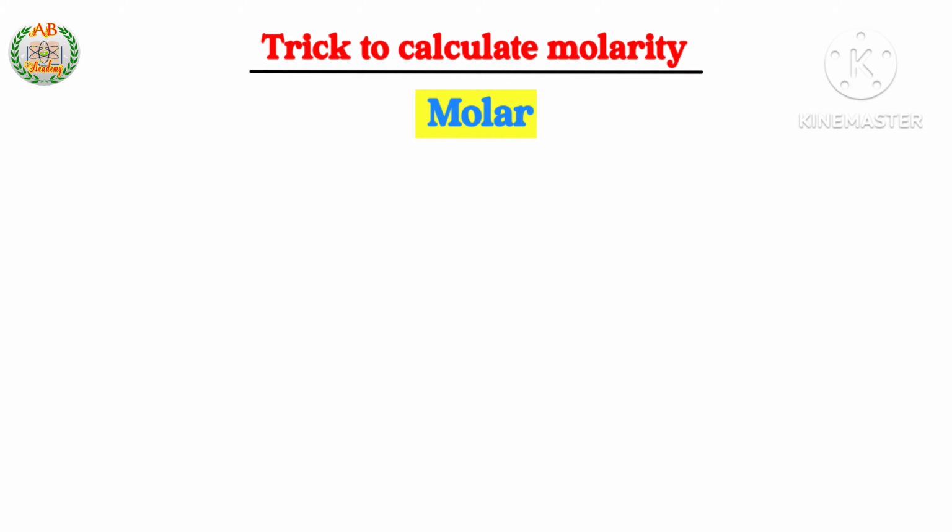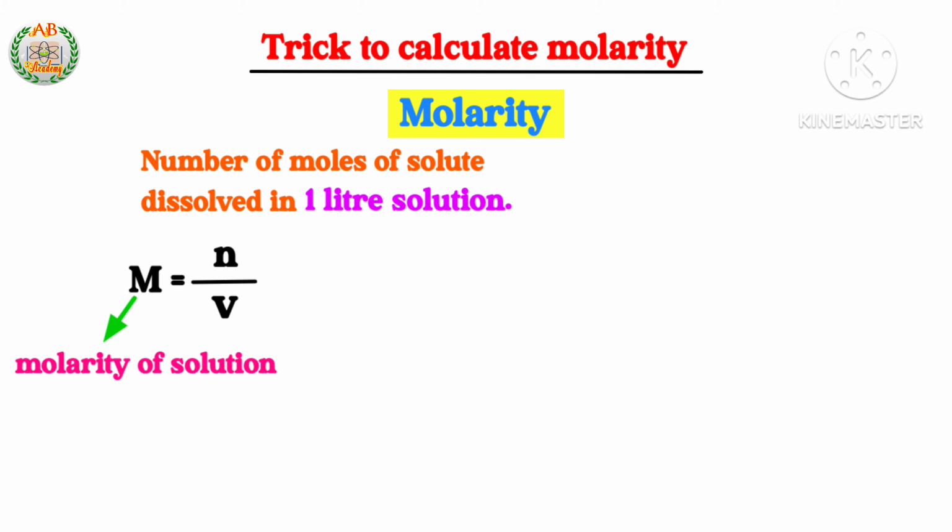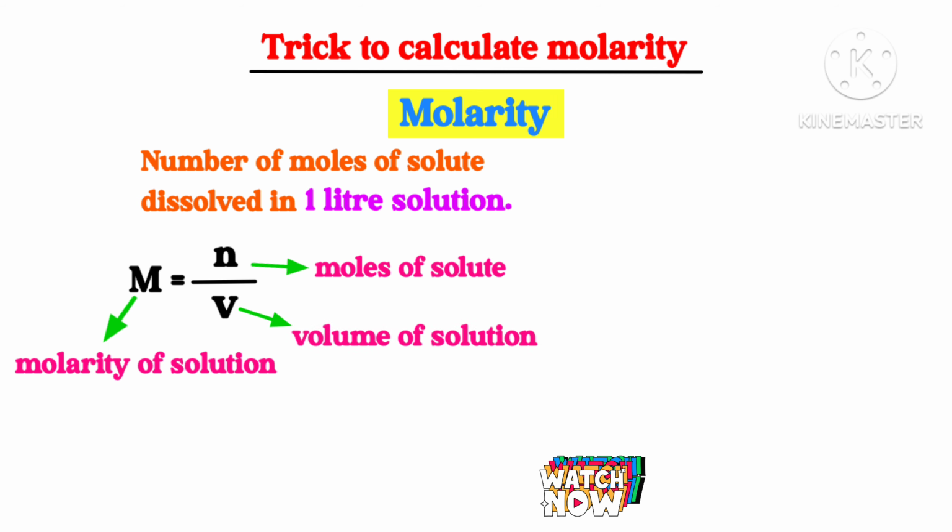Firstly, let me quickly revise the concept of molarity. We define molarity as the number of moles of solute dissolved in 1 liter solution. The formula of molarity is M equals n upon V, where M is the molarity of a solution, n is the number of moles of solute, V is the volume of a solution.